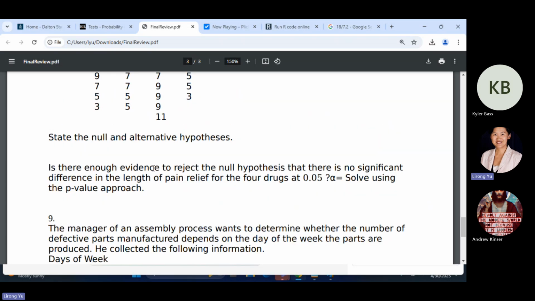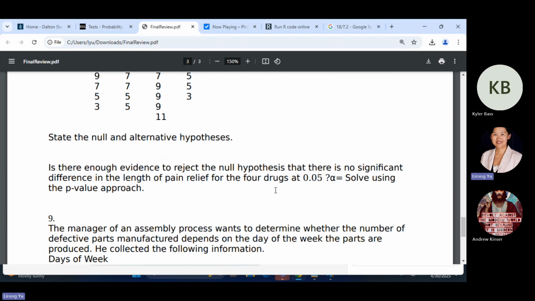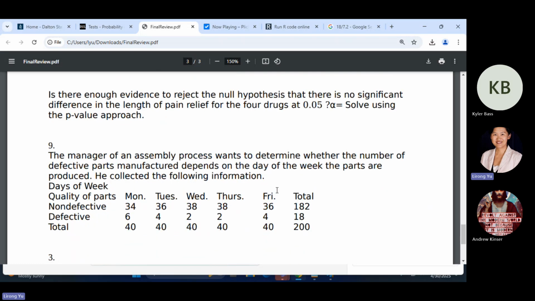So based on the F statistic, you can determine whether there's evidence to say that they are different. I think they're different. You can see D obviously has a much lower mean, and C has a higher mean. The other two are not very easy to compare, but C definitely is more than all the other ones. But we have to run the test to know whether it's significant.